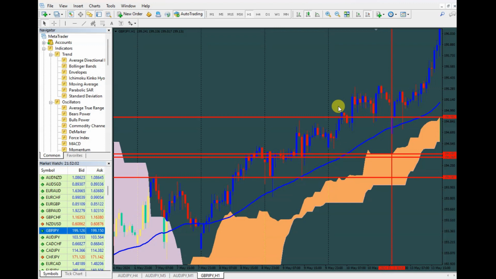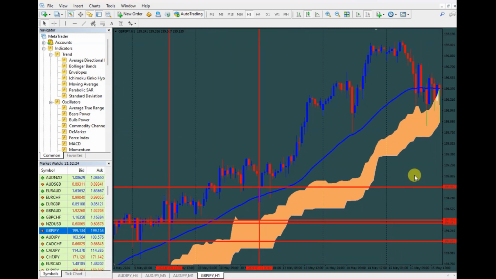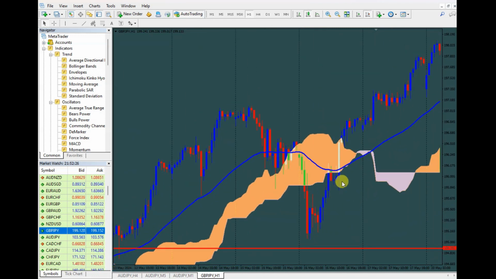Here also, when the price at this point breaks and closes above the moving average, we enter the market at this point and our stop loss is at this point. So this is how we utilize this strategy.